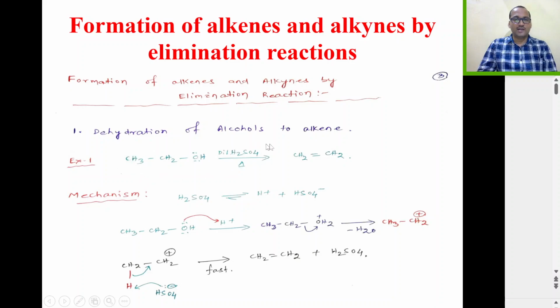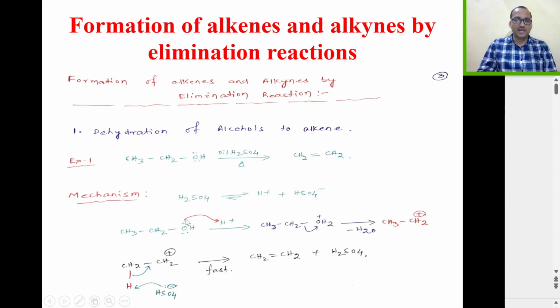So if we use dilute sulfuric acid and if you heat it, you will get the simplest alkene. So this is the mechanism, how this reactant is converted to the product. So H2SO4, we know, is an ionic compound, so that ionizes to give H plus and HSO4 minus. And this is the structure of ethanol. So oxygen has lone pair of electrons, so it can act as nucleophile.